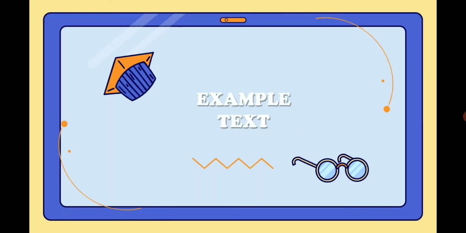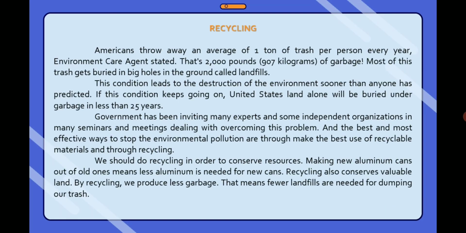And next we have the example text of hortatory exposition. Recycling. Americans throw away an average of 1 ton of trash per person every year, Environment Care again stated. That's 2,000 pounds or 907 kilograms of garbage. Most of this trash gets buried in big holes in the ground called landfills. This condition leads to the destruction of the environment sooner than anyone has predicted. If this condition keeps going on, United States land alone will be buried under garbage in less than 25 years.